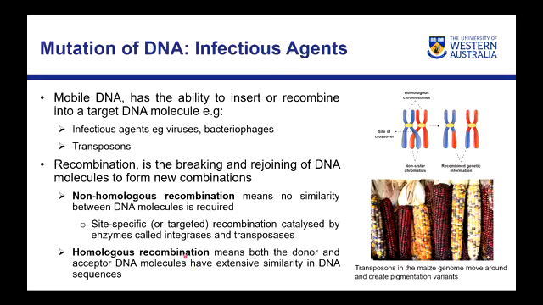And then homologous recombination, we've already gone through this, means both the donor and acceptor DNA molecules have extensive similarity in DNA sequences. So that means if they've got extensive sequence similarity, they can act like a template for each other during DNA synthesis.